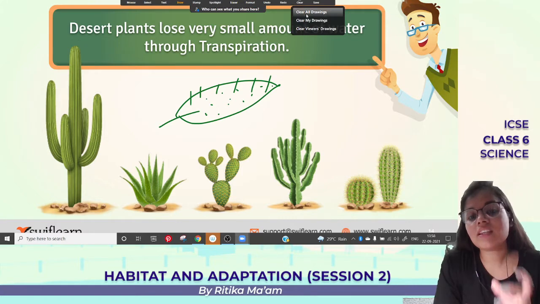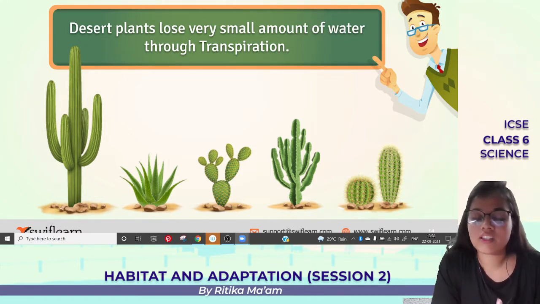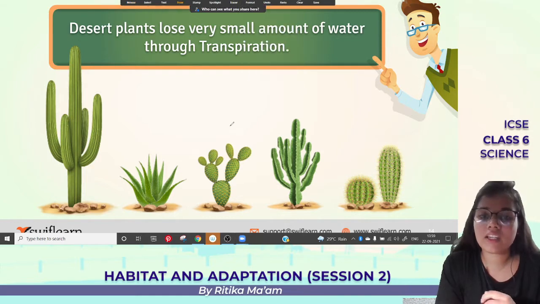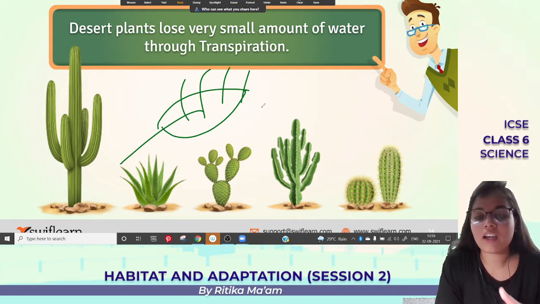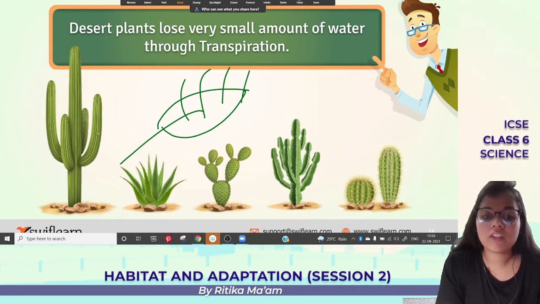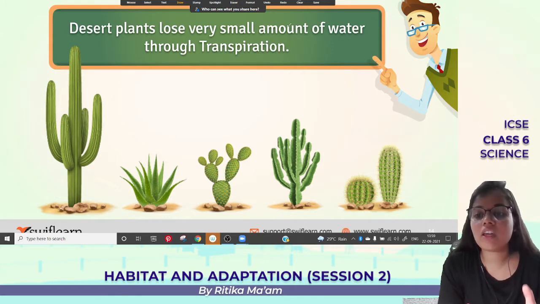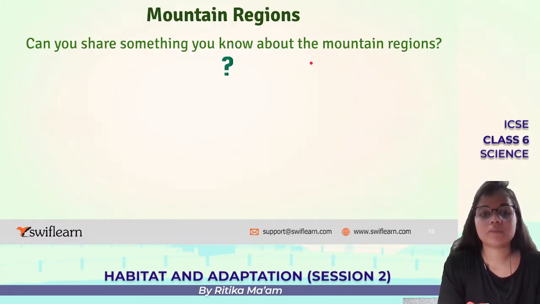Since in the desert a very small amount of water is present, already there is a shortage of water, so desert plants lose a very small amount of water through transpiration. Their leaves are adapted in such a manner that the loss of water is automatically less. If the leaves have a broader surface area, then transpiration will occur in greater amounts. But if the leaves are modified into spikes, as you can see in the cactus and golden barrel, they reduce the surface area, and that is how transpiration is less.